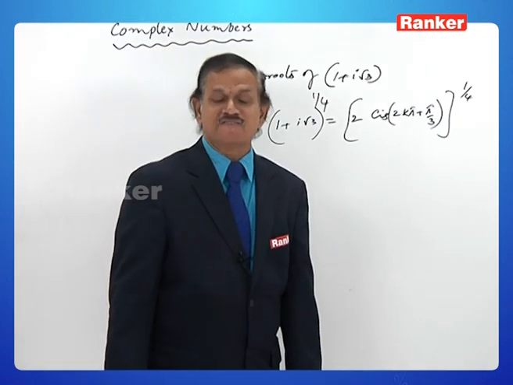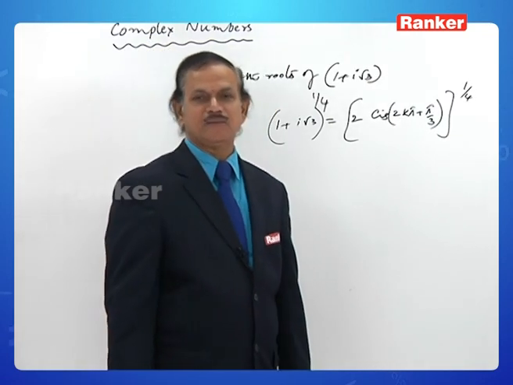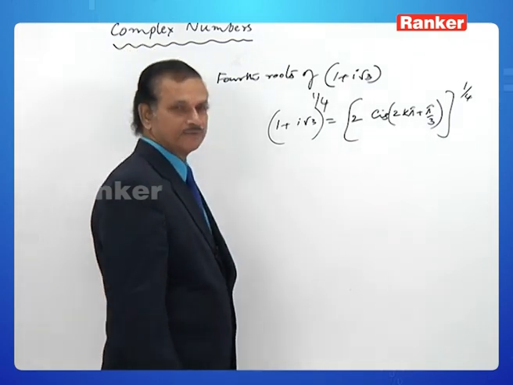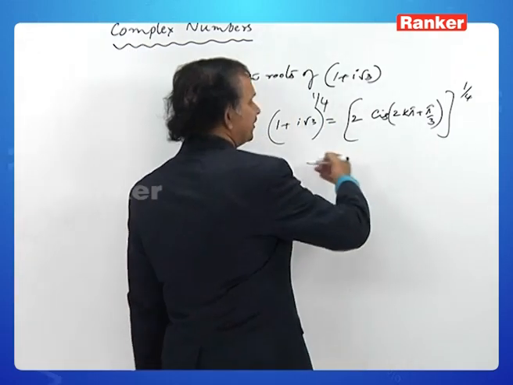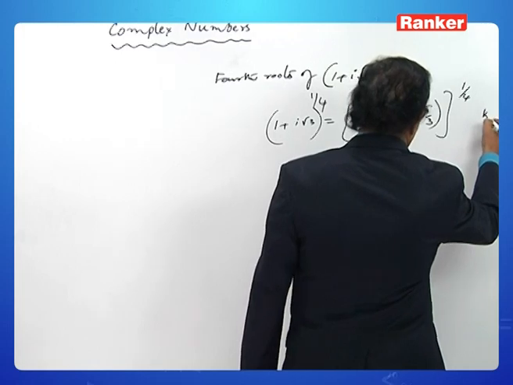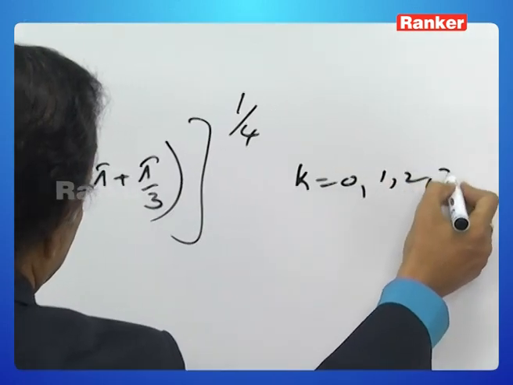General amplitude, not fundamental amplitude. Then we require to have fourth roots, where k is equal to 0, 1, 2, 3. Stop.